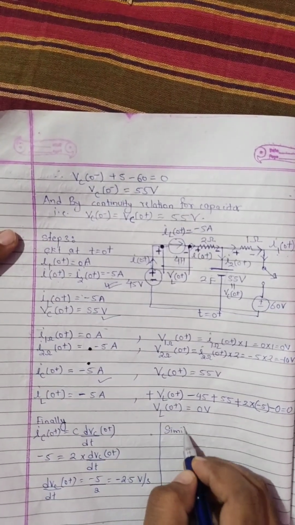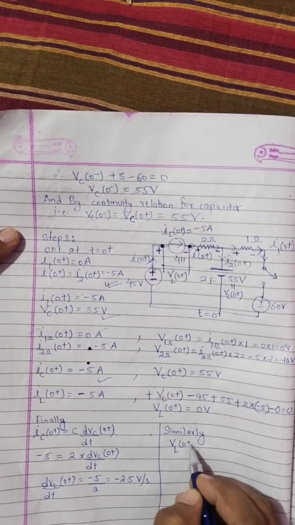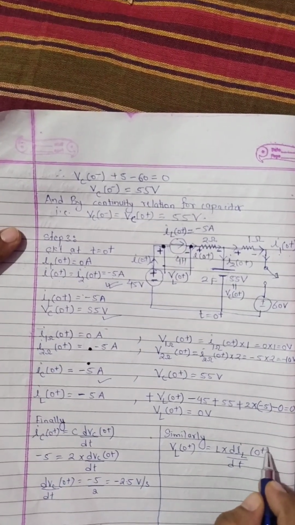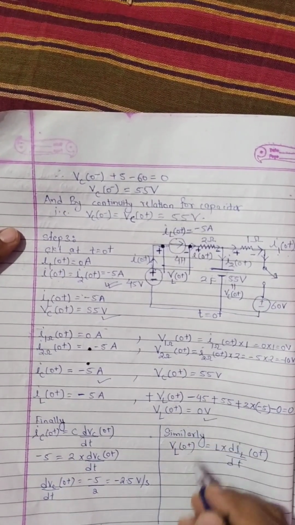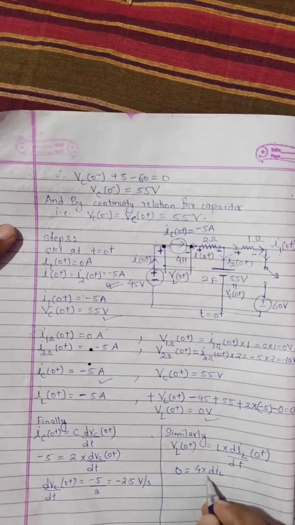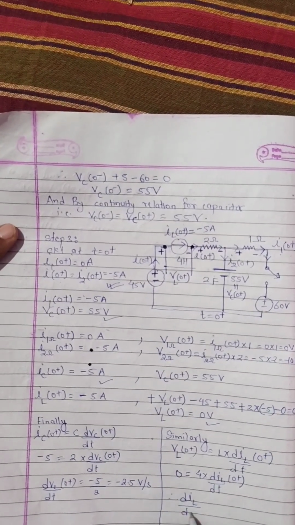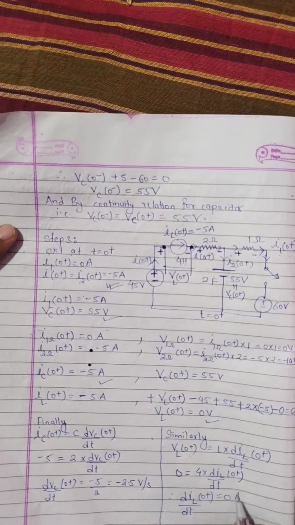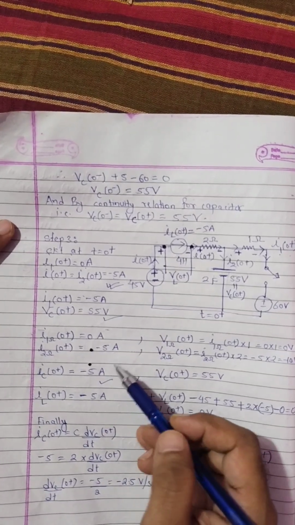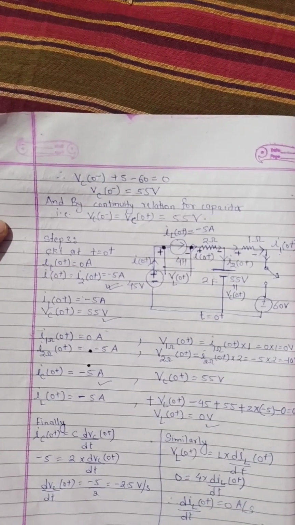Similarly, to calculate dIL upon dt at 0 plus, we have the ready-made formula VL 0 plus equals L times dIL upon dt at 0 plus. We have VL 0 plus as 0 volt and an inductance of 4 Henry times dIL upon dt at 0 plus. Therefore, dIL upon dt at 0 plus equals 0 ampere per second. So whatever the question asked has been calculated, and finally we have calculated dVc upon dt at 0 plus and dIL upon dt at 0 plus.